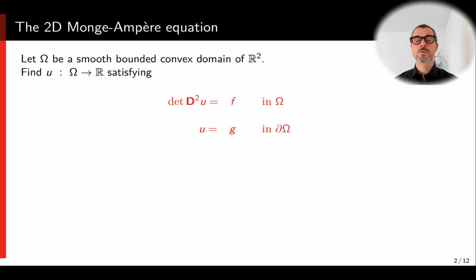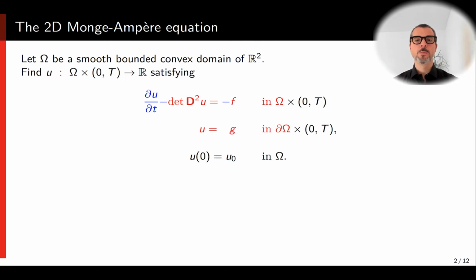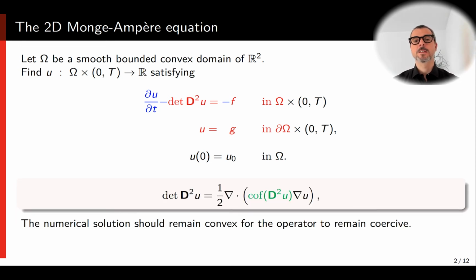In order to tackle the solution of this problem, we are going to introduce a flow problem, namely the time evolutive problem with the introduction of the time derivative, and we are going to look for the stationary solution of this problem. By noticing that the determinant of the Hessian can be rewritten as a nonlinear diffusion, we can see that this problem has the flavor of a nonlinear heat equation, where the nonlinearity in green is a cofactor matrix of the Hessian, and we have to make sure that this remains coercive, and that means that we are looking for convex solutions.